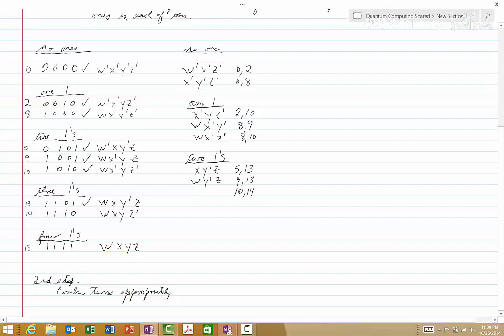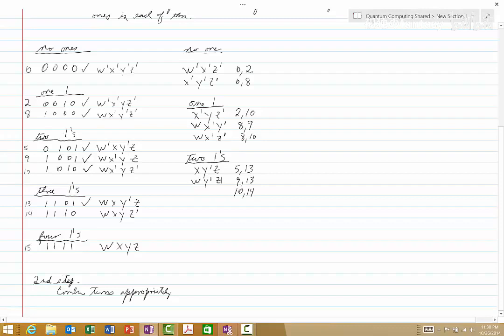W, Y prime, Z after we drop out the X. And again, we're dropping out X because that second bit is the only one in which these two numbers differ. And 9 obviously has a check by it, and as does 13, so we don't have to put any more checks down. And then finally 10 and 14.